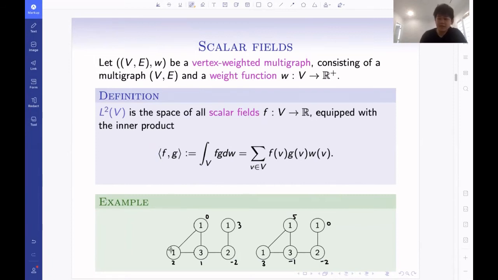So for example, here, how I draw a vertex weighted graph is I draw the graph, and inside each vertex, I write the weight. So this is the weight 1 vertex, this is the weight 3 vertex. And outside here, you see that I've put numbers next to each vertex. That's going to be my scalar field. So if this is f and this is g, its inner product is going to be given by 1, which is the weight, times 2 times 3. So 6 plus 1 times 3 times -1. That should be -3. Plus 2 times -2 times -2, which is 8. And the other ones should be 0. So the inner product between f and g is equal to 3 plus 8, 11. And this was the integral of fg dw over all the vertices.